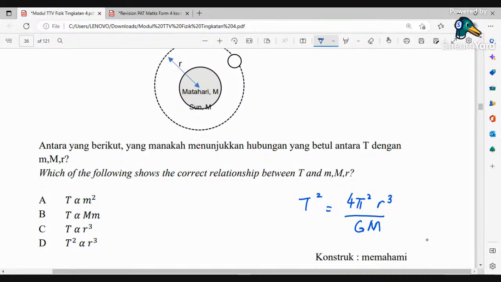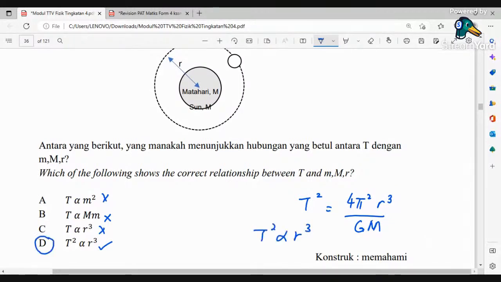So from here you can see T is directly proportional to m squared. No. T is directly proportional to m. No. T is directly proportional to r cubed. So you can see T squared is directly proportional to r cubed. Kepler's third law.